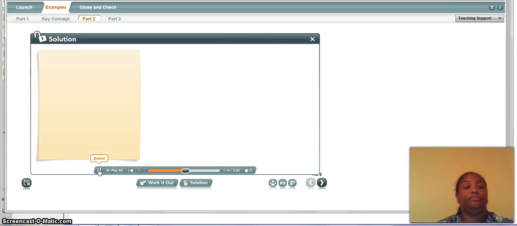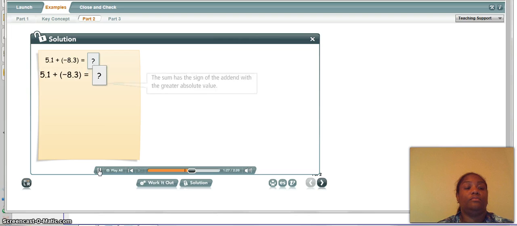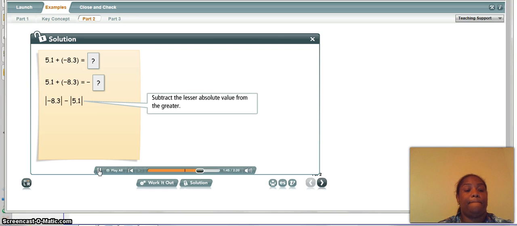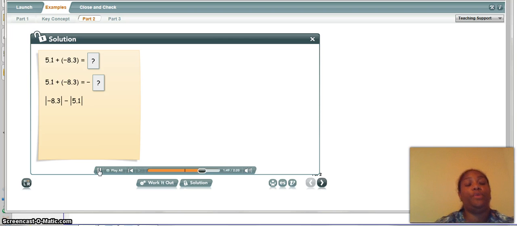So we're going to move on to the next one. 5 1/10 plus negative 8 3/10 equals what number? The signs are different. The sum has the sign of an addend with the greater absolute value. 8 3/10 is greater than 5 1/10. Since the addend with the greater absolute value is negative, the sum is negative. Subtract the lesser absolute value from the greater. You see how they turned it around? That's exactly what we did. We put the bigger number on the top, the lower number on the bottom. The absolute value of negative 8 3/10 is 8 3/10. The absolute value of 5 1/10 is 5 1/10. 8 3/10 minus 5 1/10 equals 3 2/10. Subtracting the absolute values gives a result of 3 2/10. So 5 1/10 plus negative 8 3/10 equals negative 3 2/10.